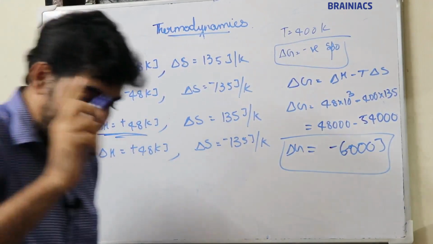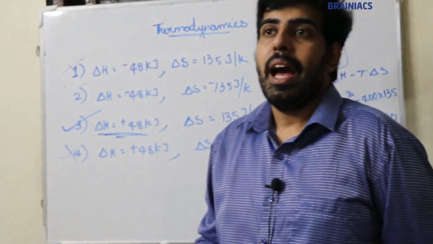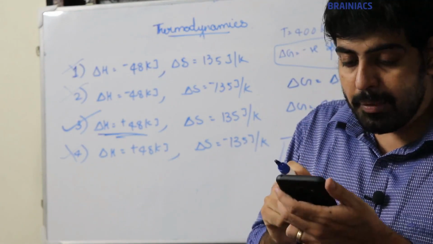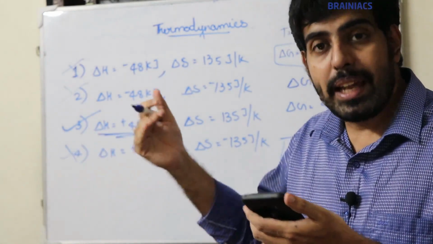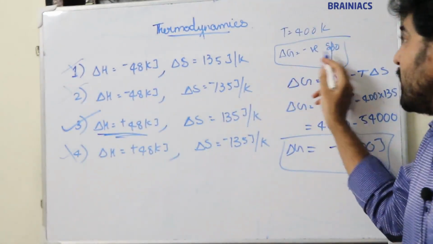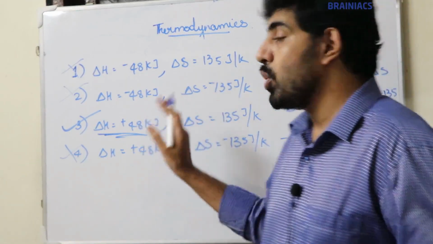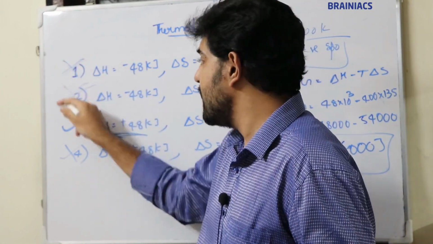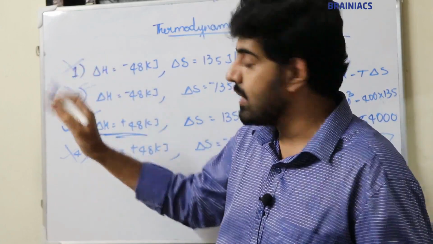So I will explain once more here. 4 conditions are given, 4 values are given, and the temperature is 400 Kelvin, and we have to find the condition where the reaction is spontaneous and endothermic. Spontaneous means delta G value is negative. Endothermic means delta H should be positive. In these two cases, delta H value is negative, so these are not the right answers.